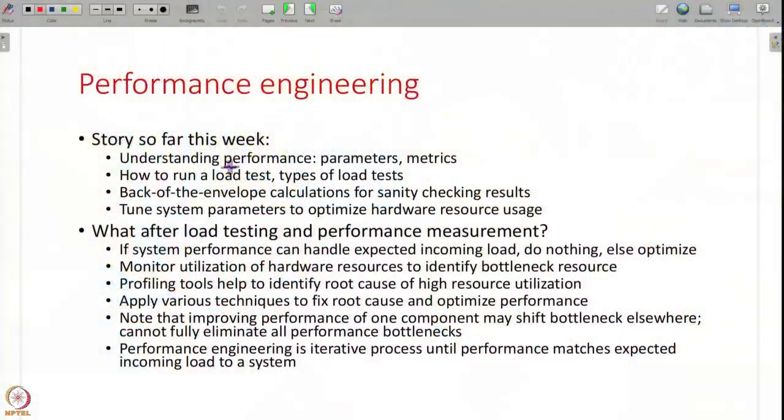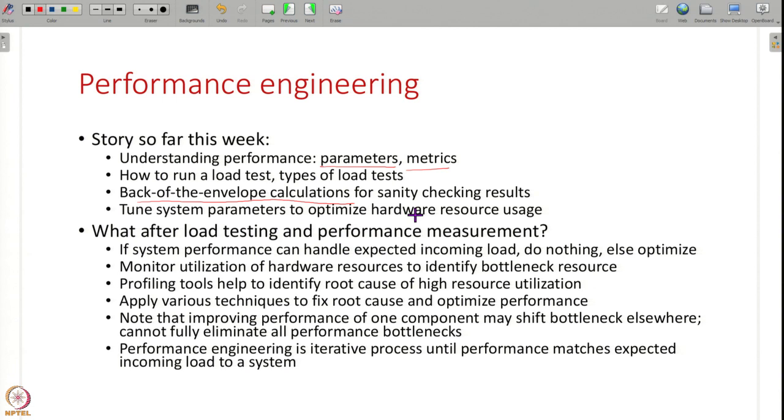So far this week we have understood what performance is, what parameters you vary and what metrics you measure when you do a load test, how to run a load test, and the types of load tests. In the previous lecture we saw how to do various back of the envelope calculations to sanity check your load test results. We have also seen the basics of how you tune some system parameters in order to optimize your hardware resource usage.